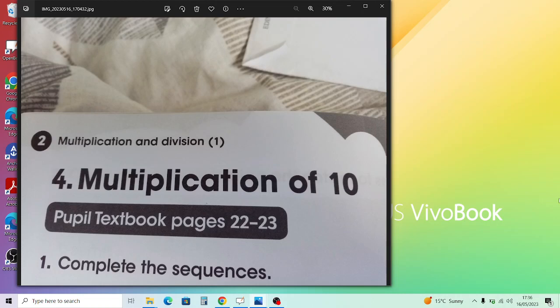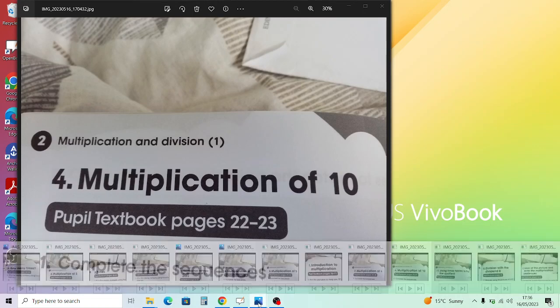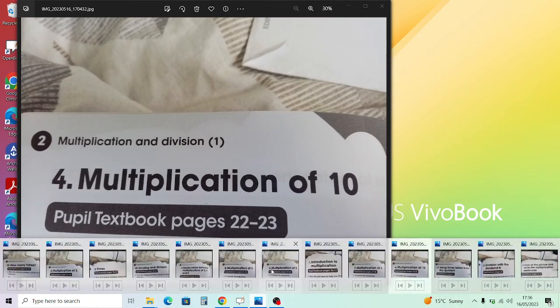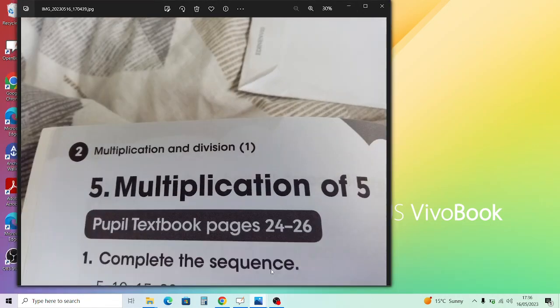And moving on to multiplications of 5, which is the next one, which is the 5th one. And then we've got first complete the sequences 5, 10, 15, 20. The child needs to get good at multiplications now. So even the 10 times table, they should be very comfortable with it. Here you can use your fingers.